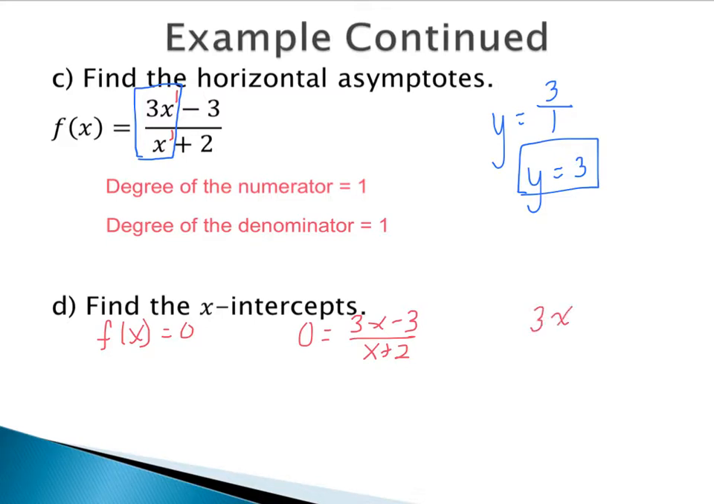So we would have 3x minus 3 equals 0. Solving for x, we have 3x equals 3. So then x equals 1. Now I suggest writing this as an actual ordered pair so you can distinguish between what was your vertical asymptote and what is your x-intercept. So that way this is the point (1, 0).